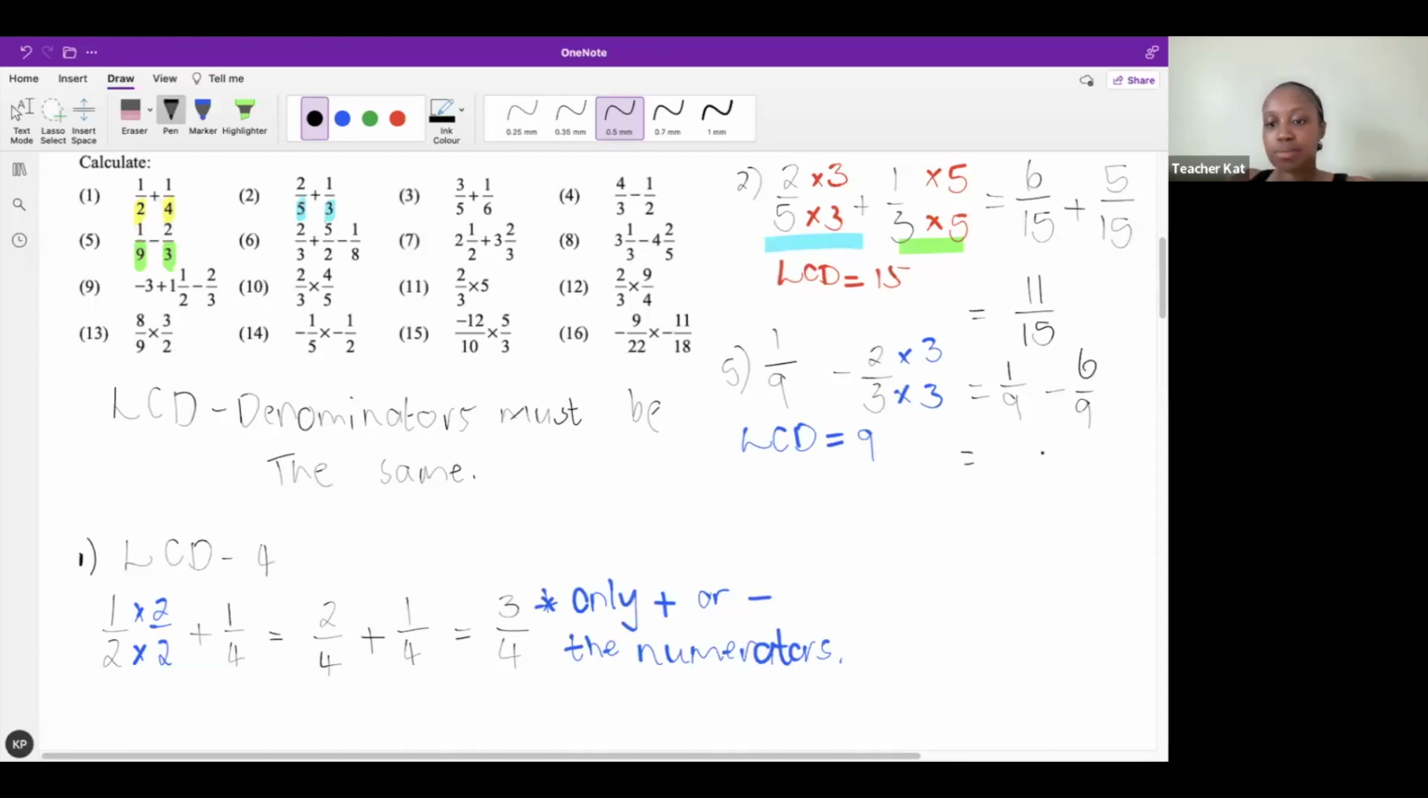Okay, and now we just subtract the numerators. What is 1 minus 6? 1 minus 6 is not quite 5. It is negative 5 over 9.